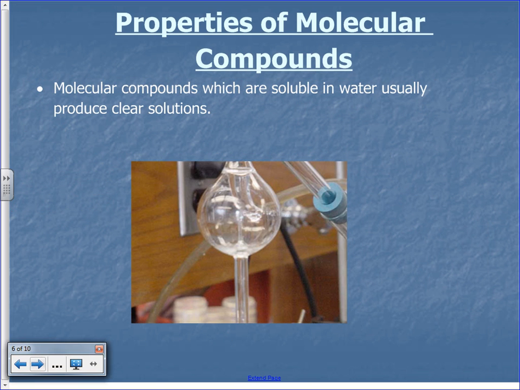Okay. Now, molecular compounds that are soluble are not going to change the color of the solution. Right? If you just take sugar and put it in water, the solution stays clear. I mean, it might get a little bit cloudy, but it doesn't change to pink. All right? It stays clear or cloudy.